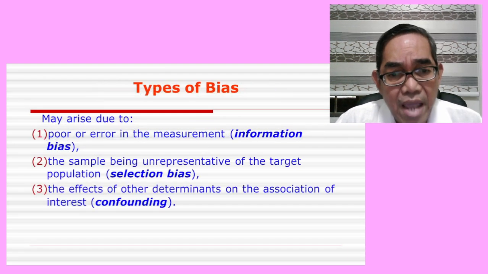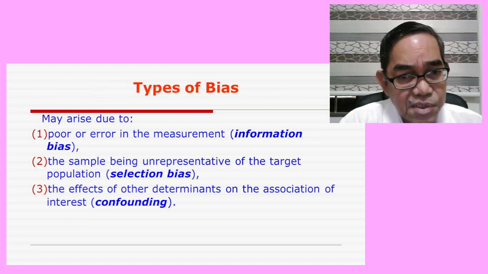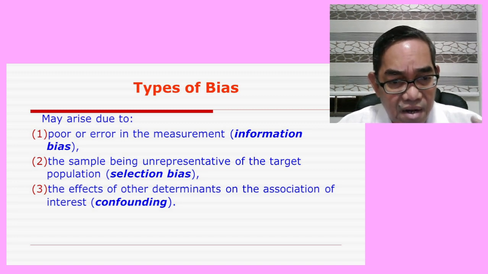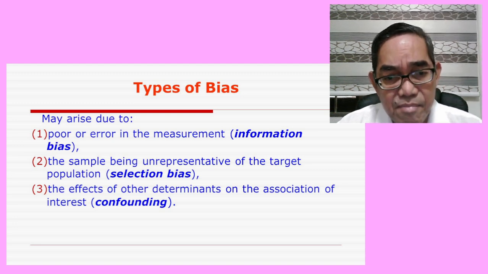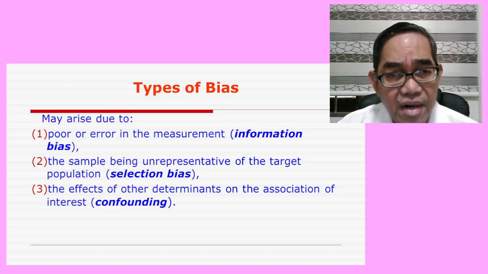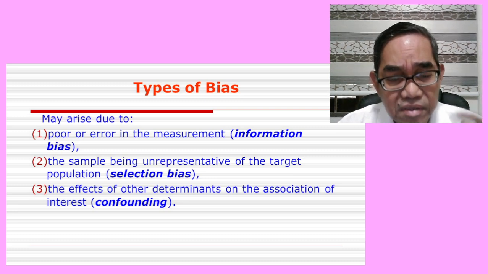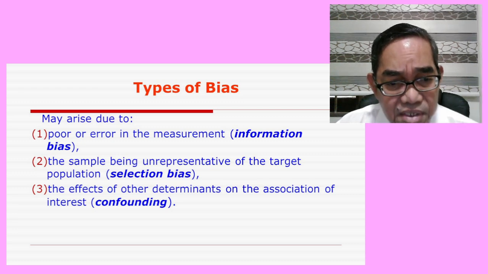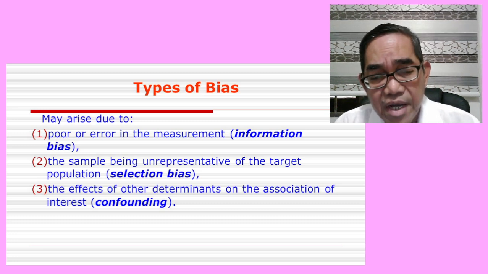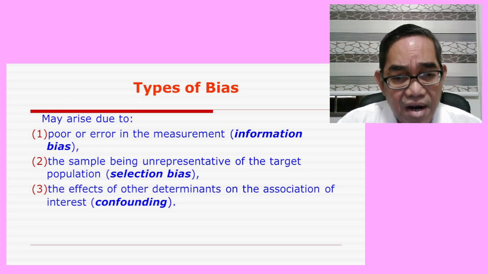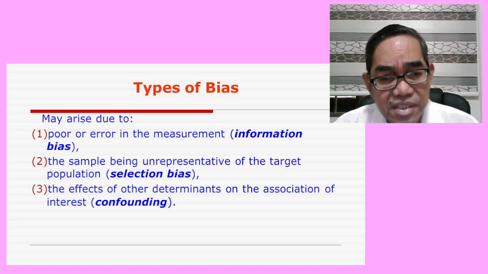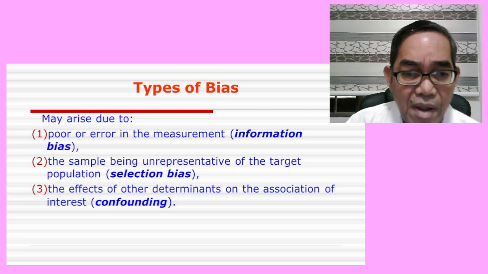And so we have these types of bias, types of systematic error, which we said is called bias. This bias can arise due to a poor measurement or error in the measurement, and we call that the information bias, or a bias getting a sample that is unrepresentative of the target population. We call it the selection bias, and the effects of other determinants in the association of interest. We look at an association between two variables, and there are other determinants that can affect that relationship. We call it confounding. So we will discuss each of these types of bias one by one.